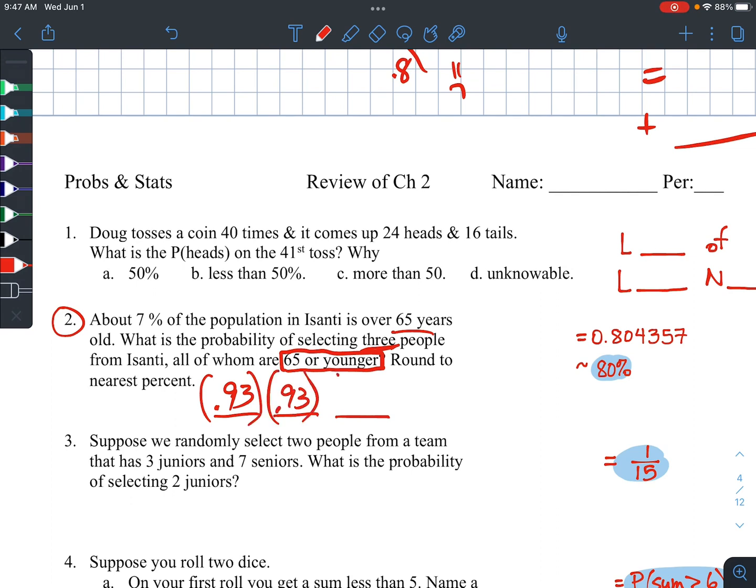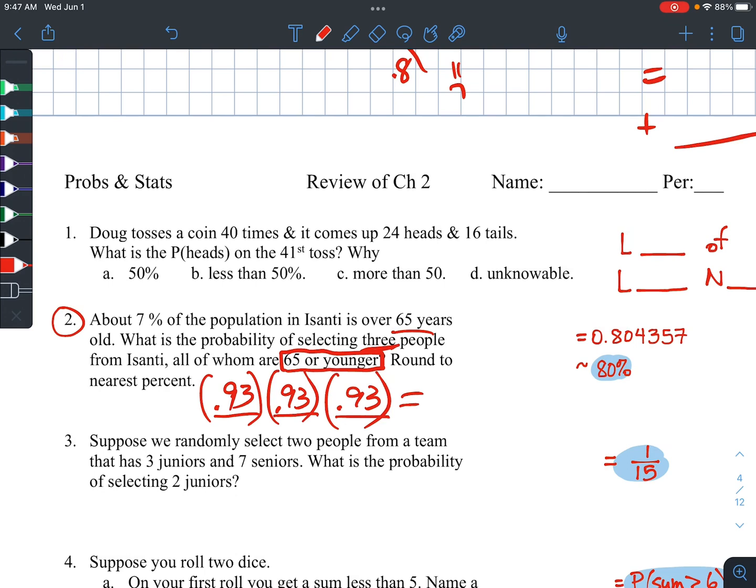And the second person remains the same because these are independent events. They're technically dependent, but because the numbers are so large, people in Isani, that we don't change them. And number 2, they don't tell us how many people there are there. So we don't have to change those values.